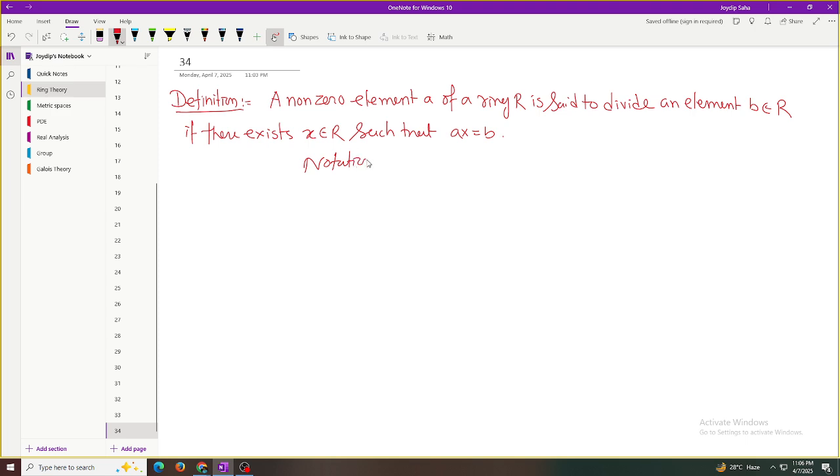Notation: a divides b. Elements a, b of R are said to be associate if a divides b and b divides a. Okay. Now some theorems.